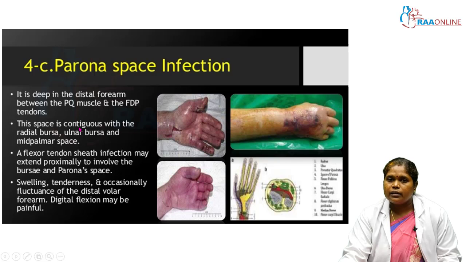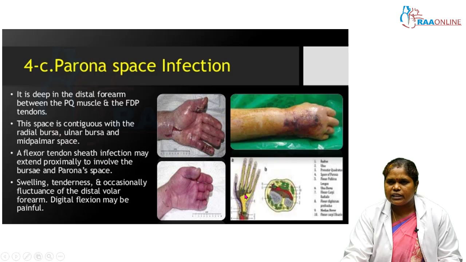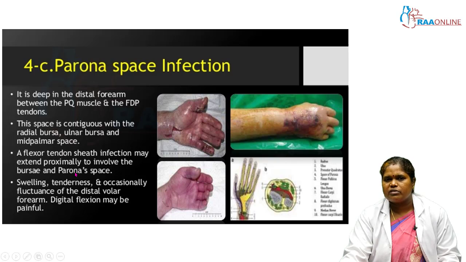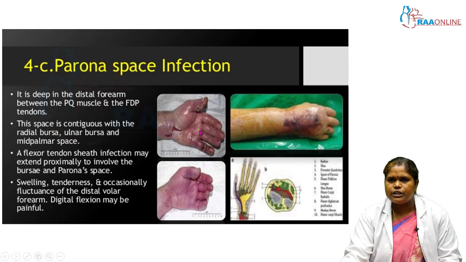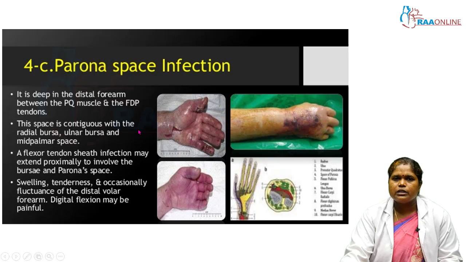Okay. And in the first space, remember mid-palmar space, I told you mid-palmar space will be continuous with this forearm space of Parona. So, forearm space of Parona will be continuous with mid-palmar space. So, flexor tendon sheath infections. Any infection in the flexor tendon sheath, the synovial sheath infection, will lead to collection of pus in the forearm space of Parona. So, there will be swelling and tenderness, and in these digits there will also be painful flexion. Okay. This is about the features of infected space of Parona.